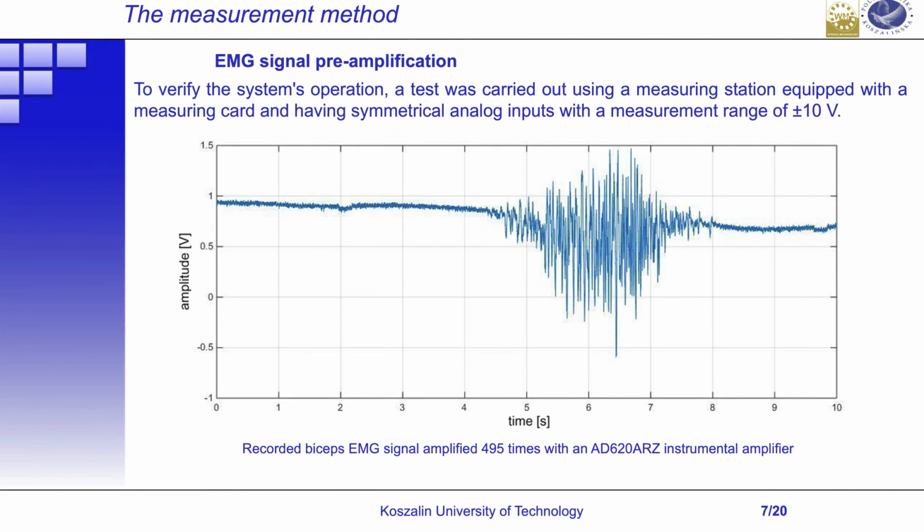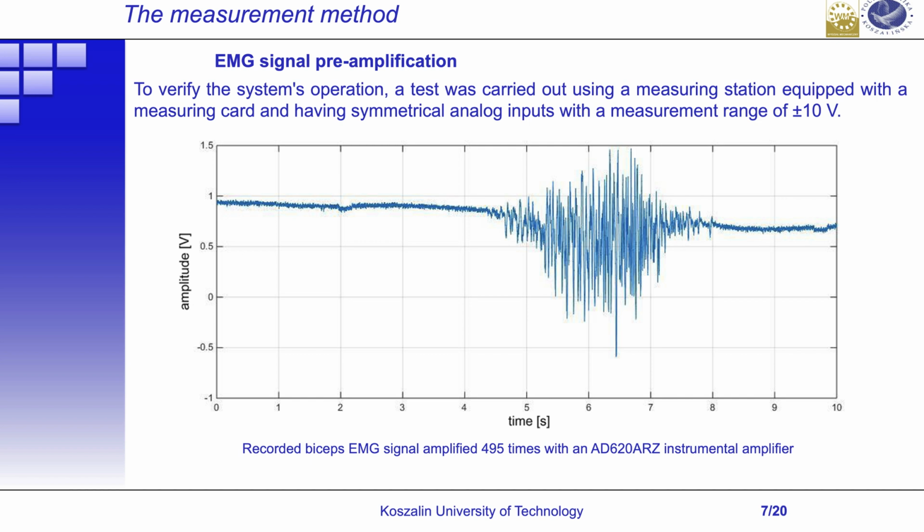Assuming an initial differential signal gain of G equals 500, and using the closest resistor in the series, 100 Ω, a gain of 495 was obtained. To verify the system's operation, a test was carried out using a measuring station equipped with a measuring card and having symmetrical analog inputs with a measurement range of plus or minus 10 V.